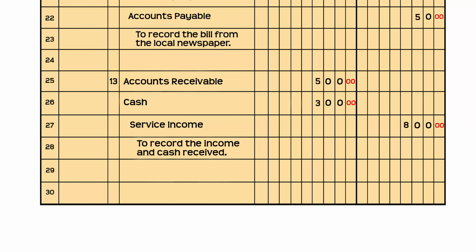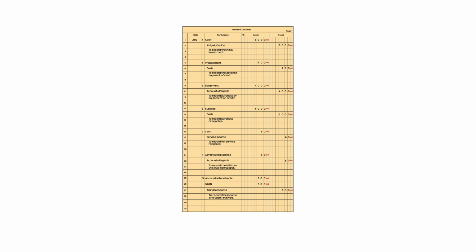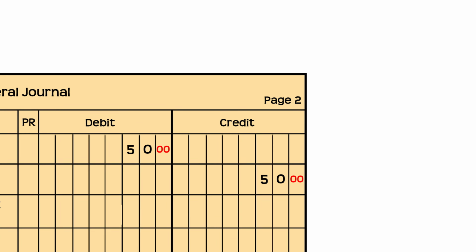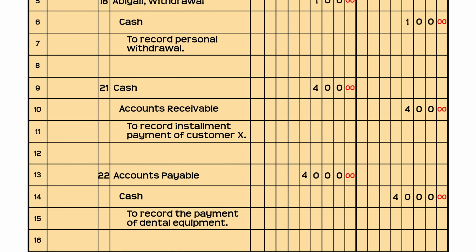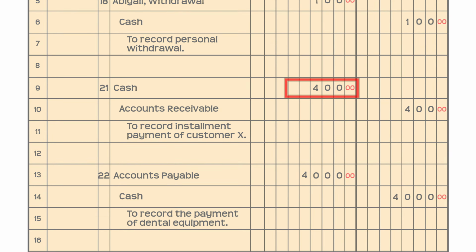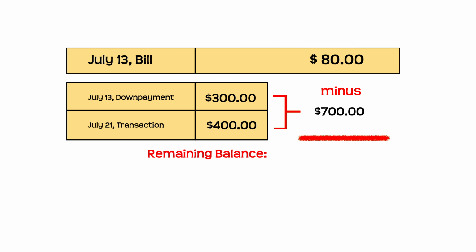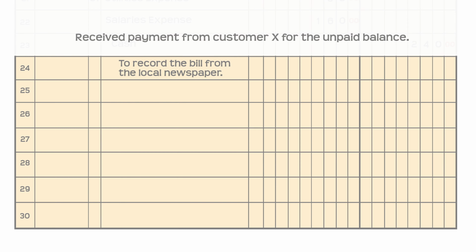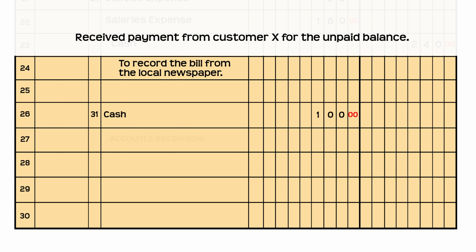Last July 13, Abigail billed customer X amounting to $800 with a down payment of $300. On July 21, customer X paid $400. The difference is $100. We can conclude that Abigail received $100, and so we debit cash. The accounts receivable is then credited to reduce the account.